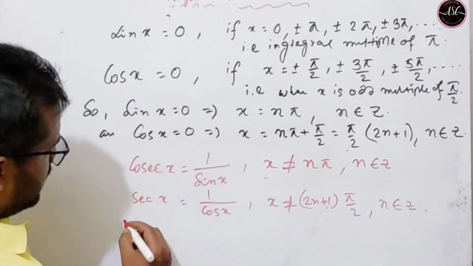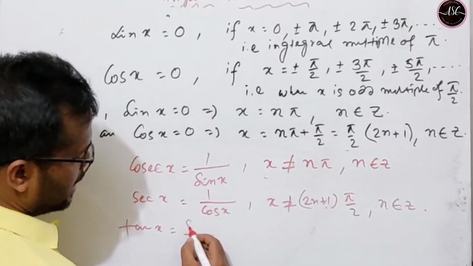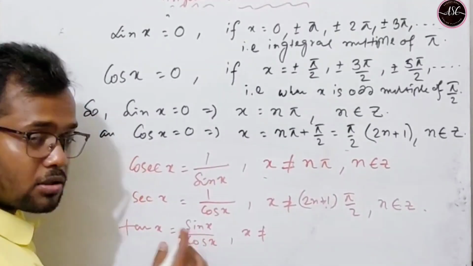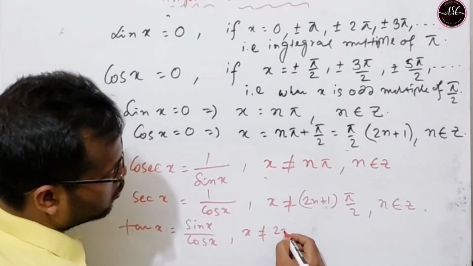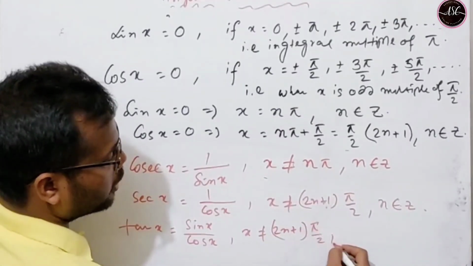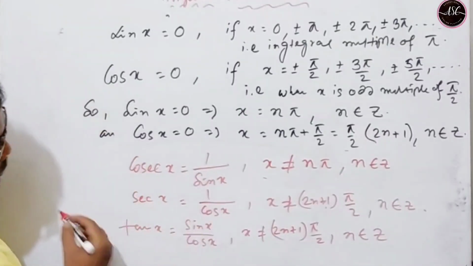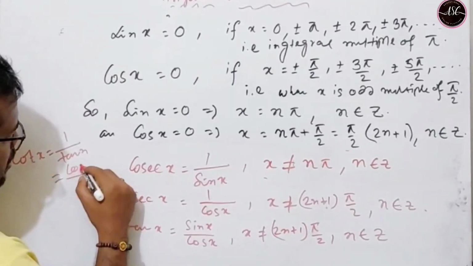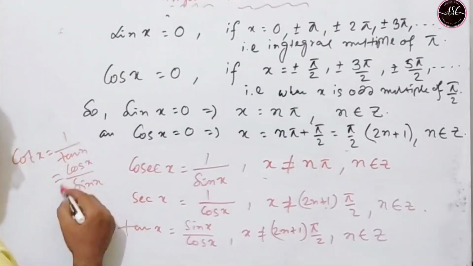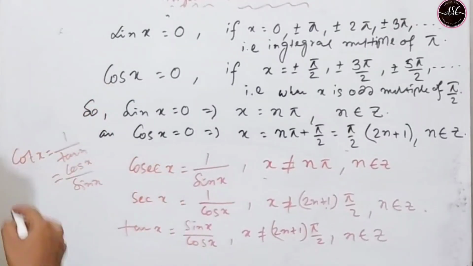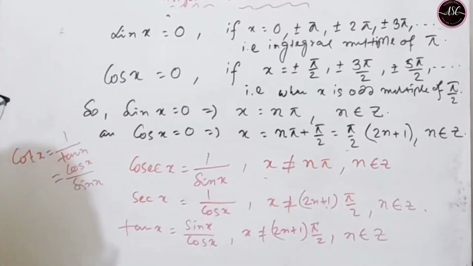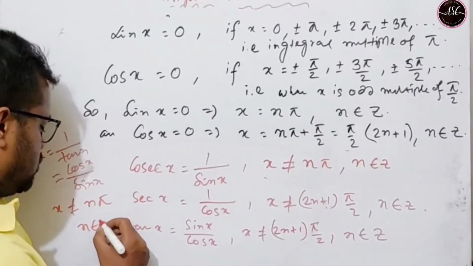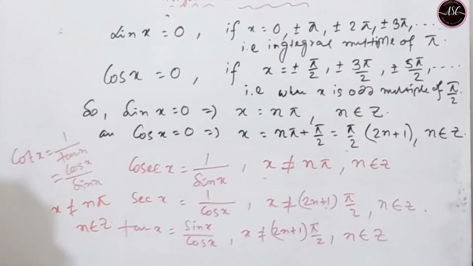For tan x, that means sin x by cos x, when x is not equal to, here cos x should not be 0, so x not equal to 2n plus 1 into pi by 2, when n belongs to Z. Similarly, by this we can find cot x equal to 1 by tan x equal to cos x by sin x. Here if sin x is 0, then cot x is not defined. So sin x cannot be 0, so when x not equal to n pi and n belongs to Z. This formula should be remembered.